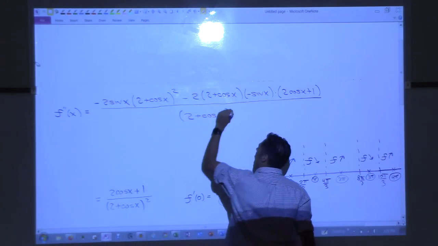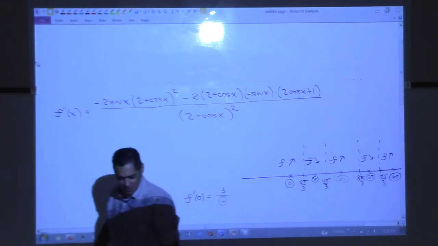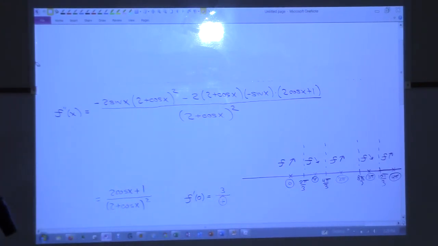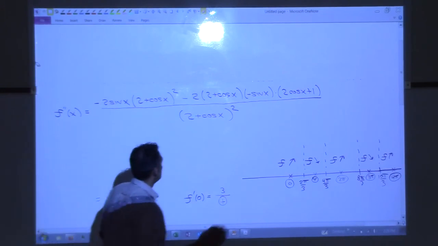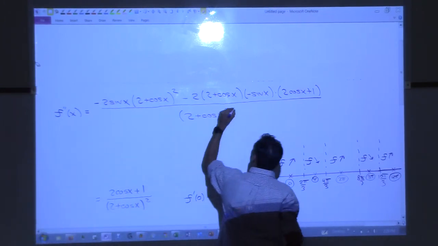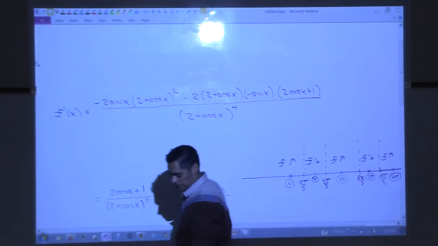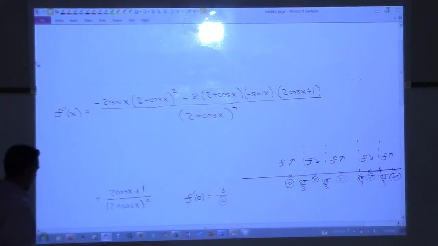I like just typing it into Desmos and having it graph, don't you? Any questions on that derivative? Yeah, that should be to the 4th power. Thank you. What in the world are we going to do with that?